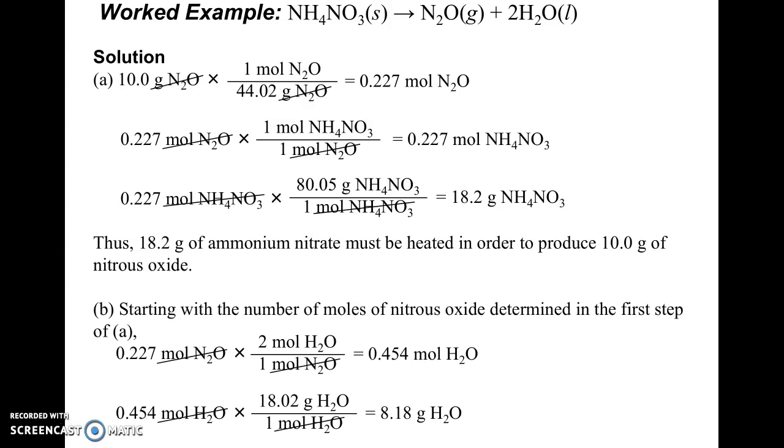And so once you've done that, then you want to calculate how much water you would also get. And so you start with the moles of the N2O, and the ratio of water to N2O is 2:1. So you figure out how many moles of water you would produce, multiply it by the molar mass of water, and you see the grams of water you would produce.